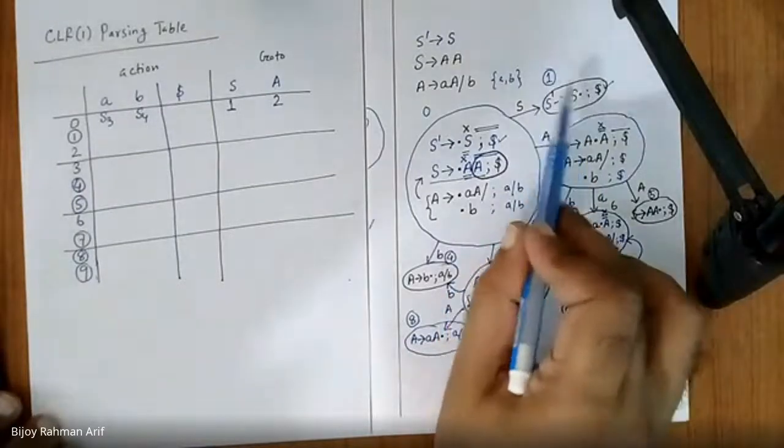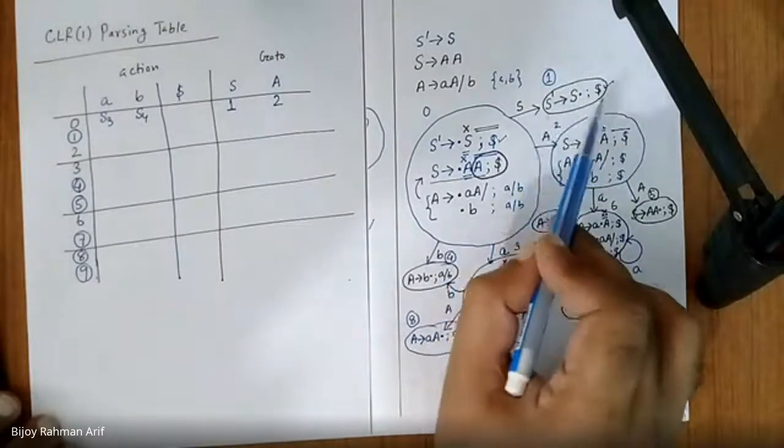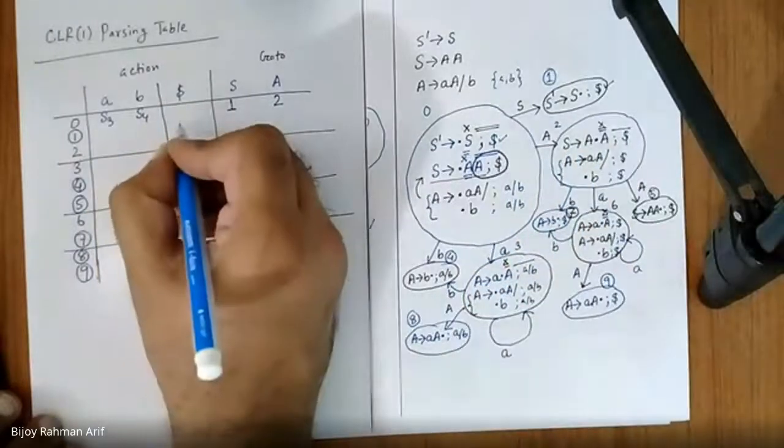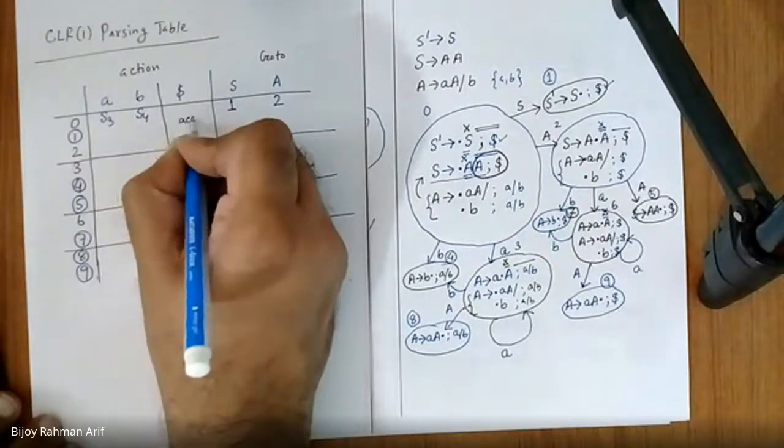So this is the augmented production. It means it is the accepting state on dollar. So we are going to write here accept.